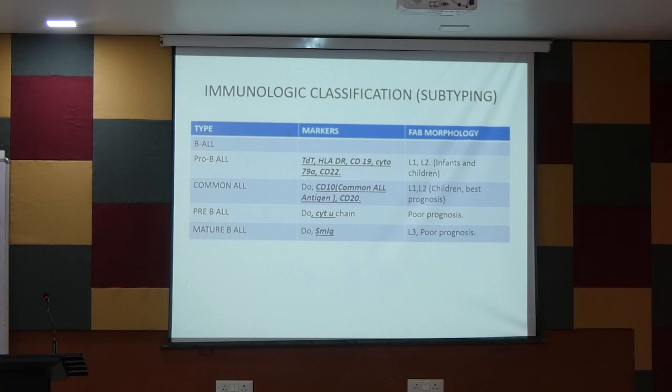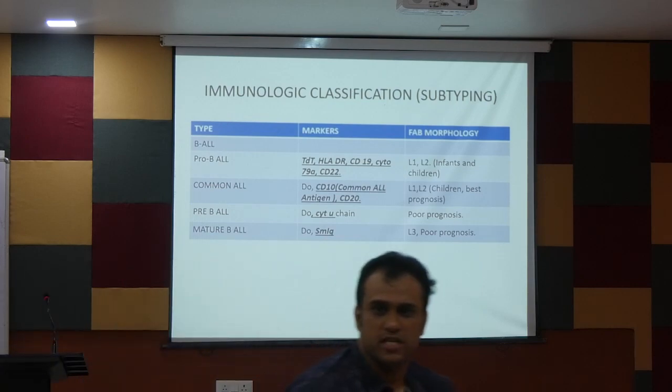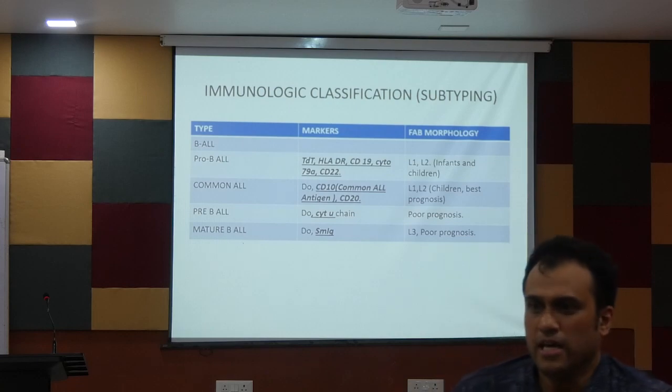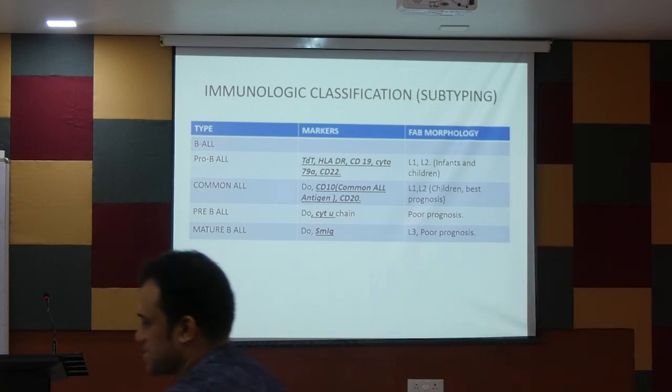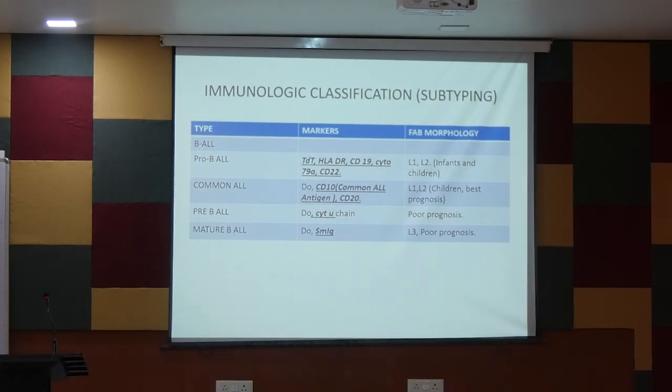It has the best prognosis. Then comes pre-B-ALL and mature B-ALL. Pre-B-ALL and mature B-ALL have a poor prognosis. This is very important. You must know all these things. At least no need to study in depth, but if you know these points, that's more than enough for lab diagnosis. Remember the B-ALL.